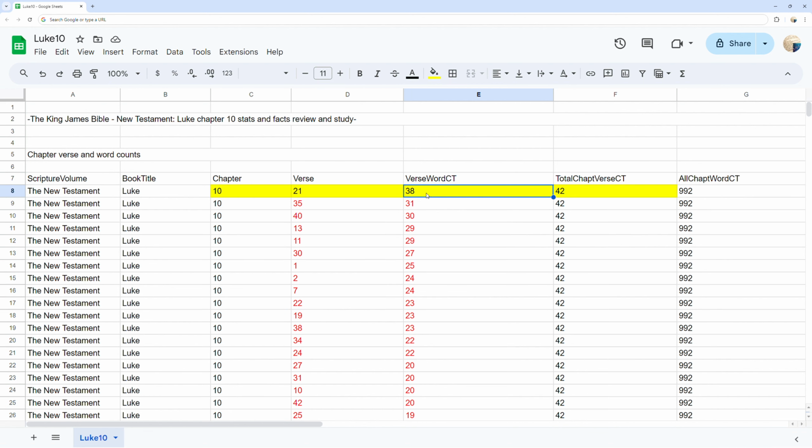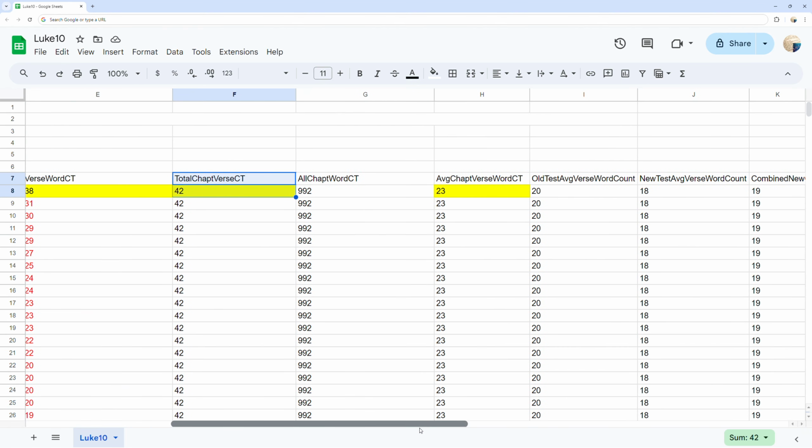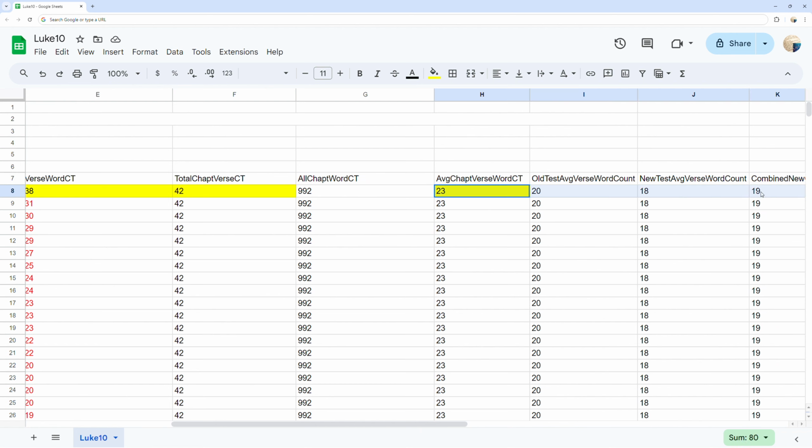You can see the Luke chapter 10 verse total count at 42 verses, the average word count of all Luke chapter 10 verses at 23 words per verse, as well as the average verse word counts for both the complete Old Testament, New Testament, and both combined to get a comparison of Luke chapter 10 word per verse count comparisons.